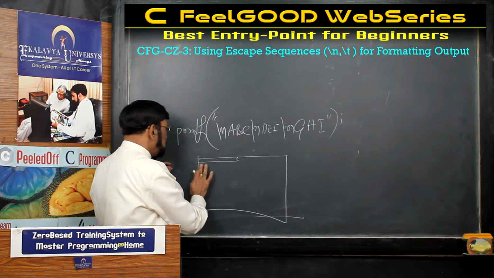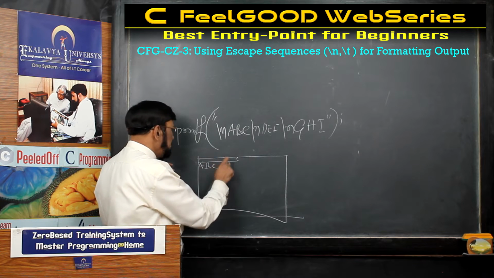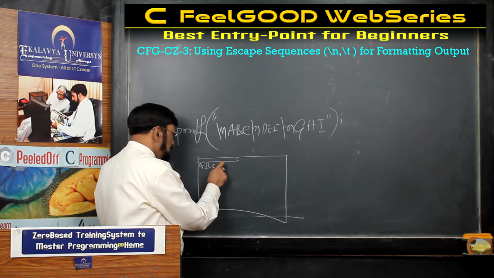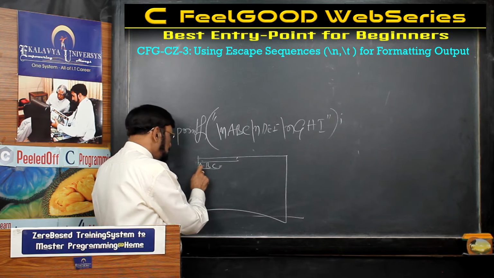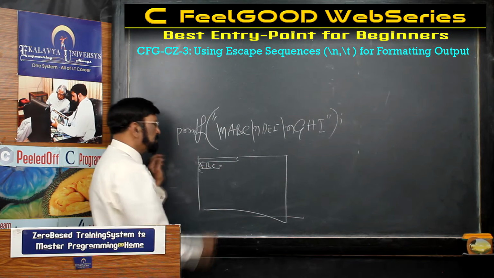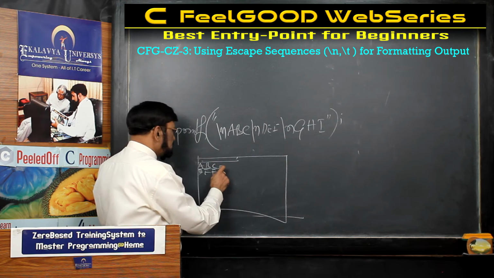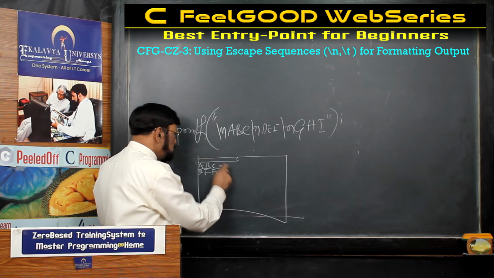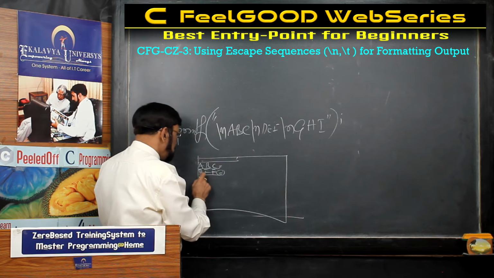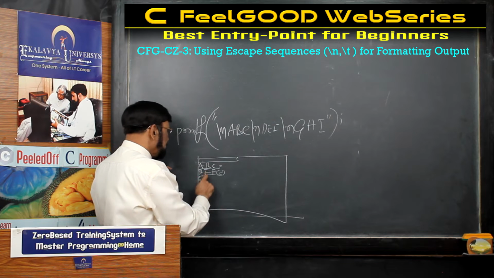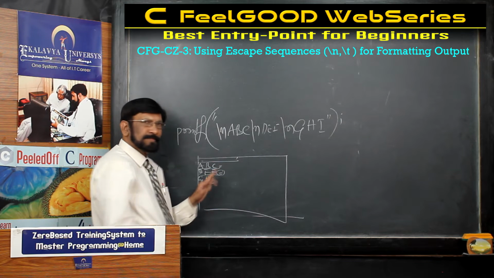Thereafter, what is printed? A, B, C are printed. Then new line is there. Where is the cursor? The cursor is here. The new line moves the cursor to the first position of the immediate next line. Then D, E, F is printed. Again, where is the cursor? Here. Then the new line sequence moves the cursor to the first position of the immediately next line. GHI is printed. This is the way.